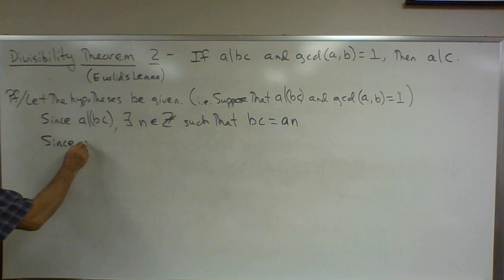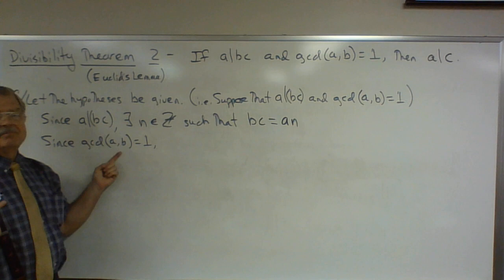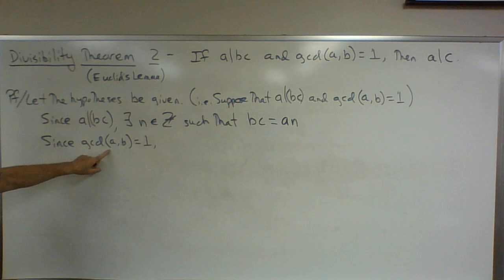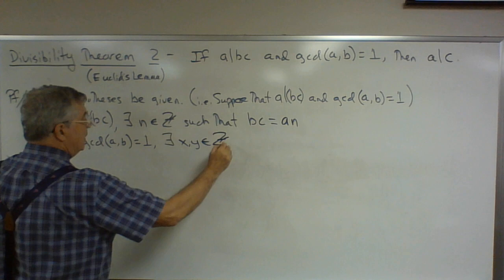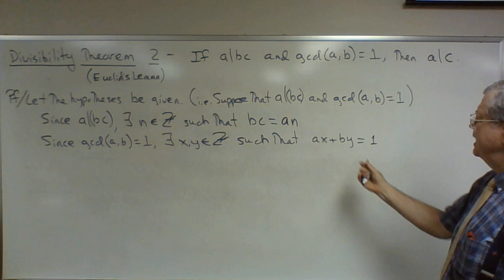Since the greatest common divisor of A and B is equal to 1, hey, if I write this down and it doesn't pan out, it doesn't mean it was a bad idea. It just means it was a good idea that just didn't prove fruitful, that's all. Since greatest common divisor of A and B is 1, there exist integers X and Y such that AX plus BY is equal to 1. There's a linear combination of these guys that equals 1. Okay.